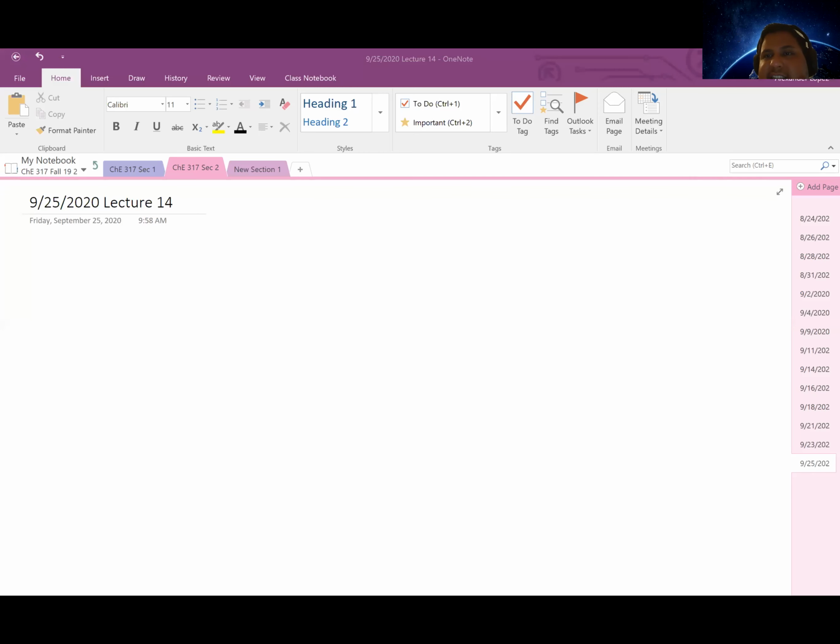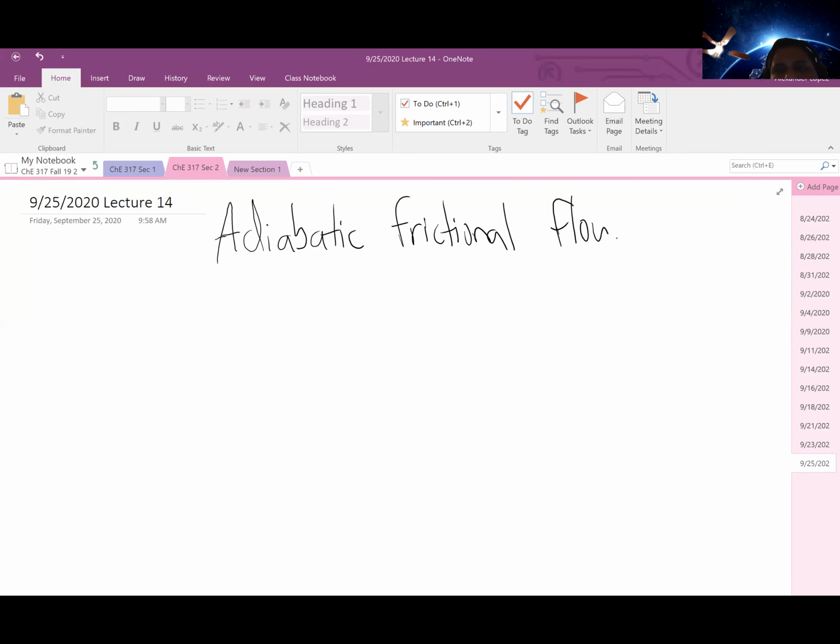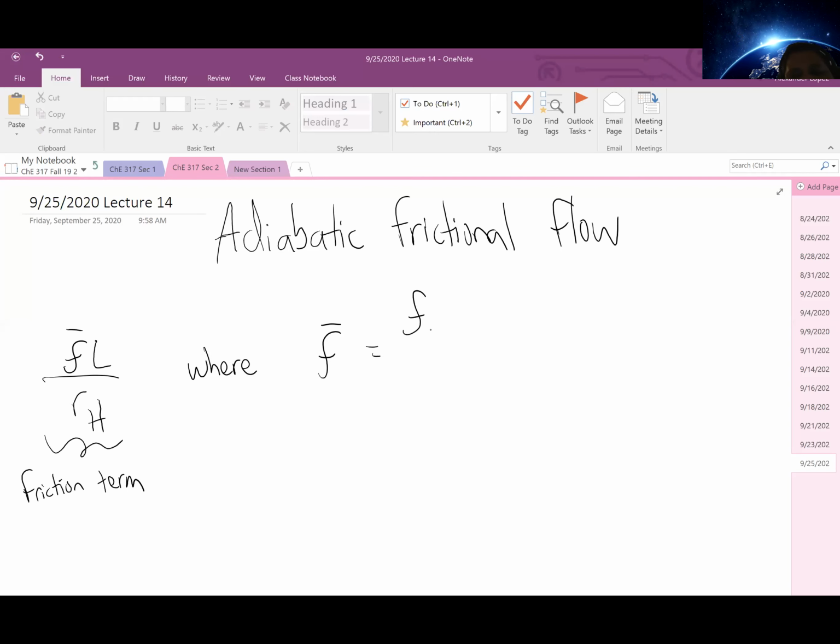So we touched base on this briefly on Wednesday, which was adiabatic frictional flow. And we stated for adiabatic frictional flow, we have this friction term of interest, where our friction factor is an average of an inlet term and an outlet term over 2.